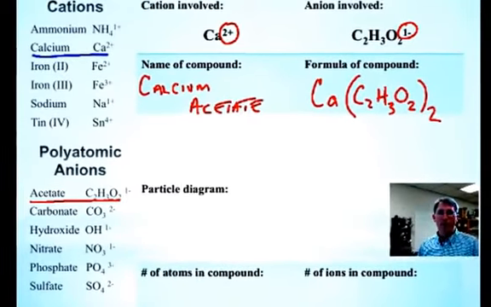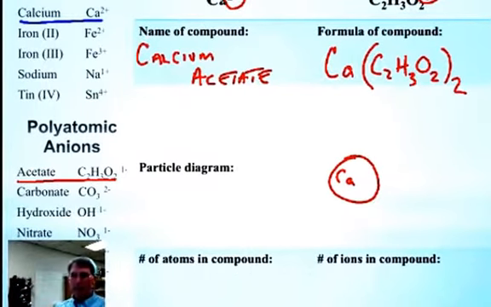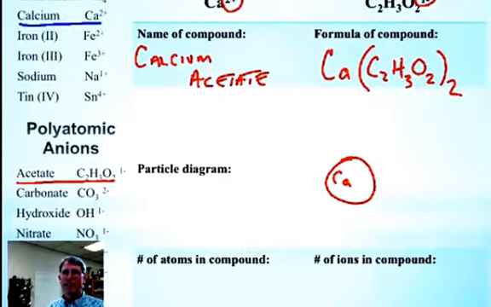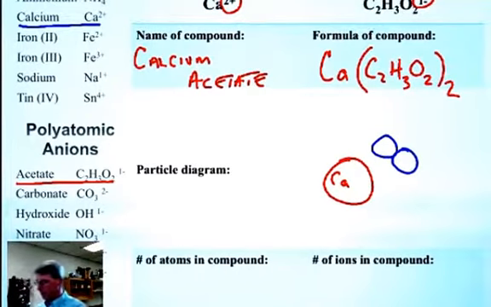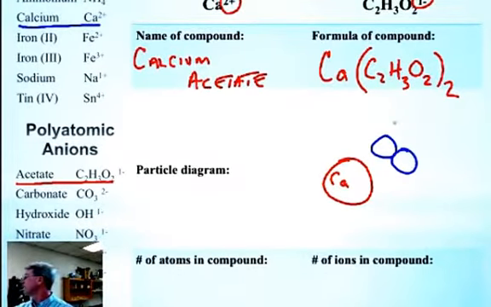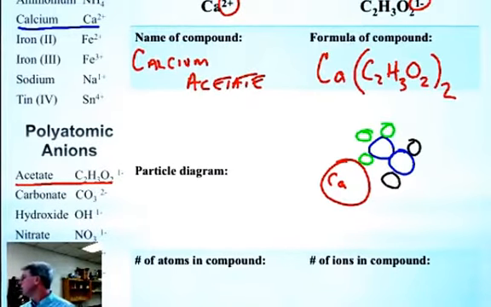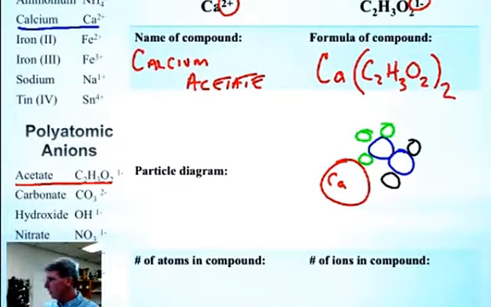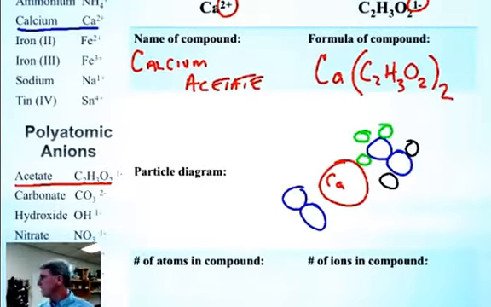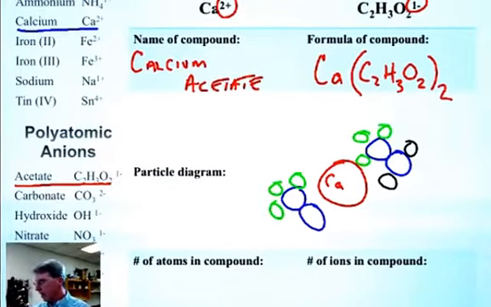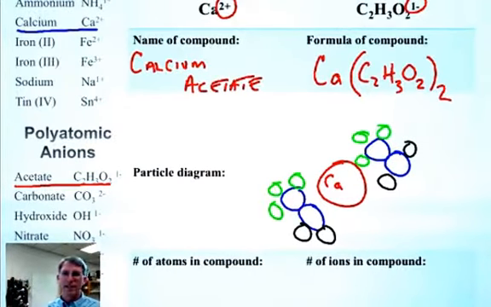Now the particle diagram for this is a little more complicated. So we'll have calcium in the middle here, and then I'm going to need 2 C's, 3 H's, and 2 O's. So 2 C's, switch colors, 3 H's, so we'll go 1, 2, 3, and 2 O's over there, and the same deal on the other side. So we'll need 2 C's, 3 H's, 1, 2, 3, and 2 O's over here. So we'll kind of get something like that.